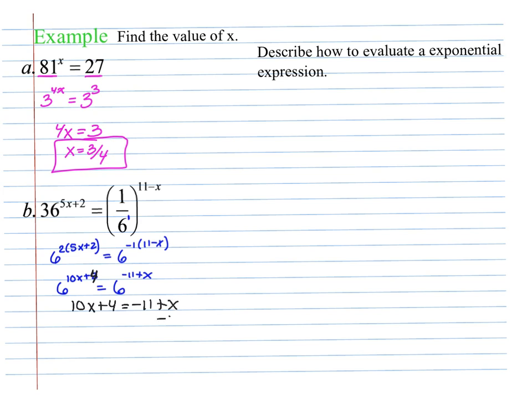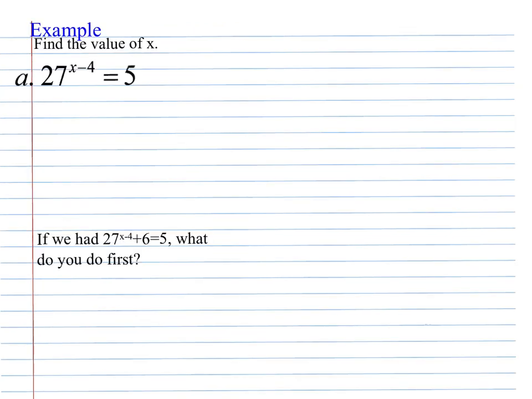We're going to subtract the x from both sides, subtract the 4 from both sides. These 4s cancel. So we're going to have 9x is equal to negative 15. Divide both sides by 9. And since 15 and 9 are multiples of 3, we could divide both sides and reduce. So we should get negative 5/3 as our value of x.